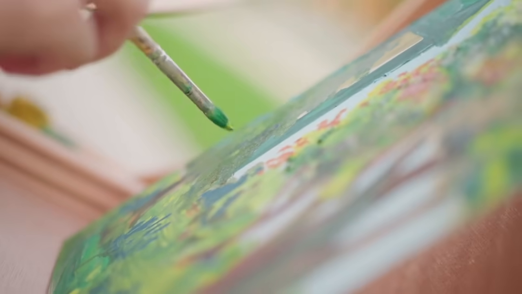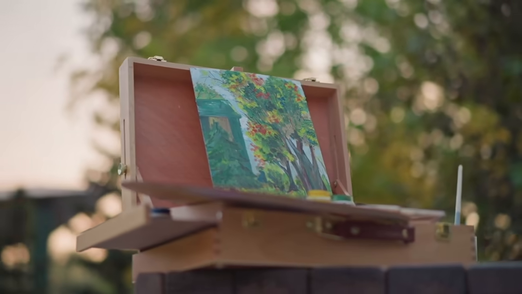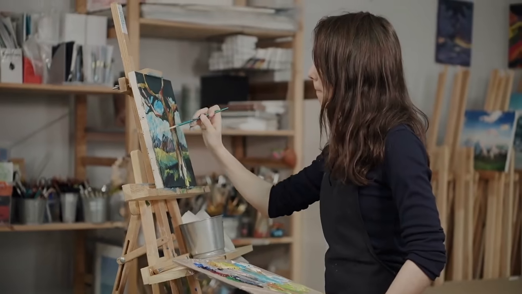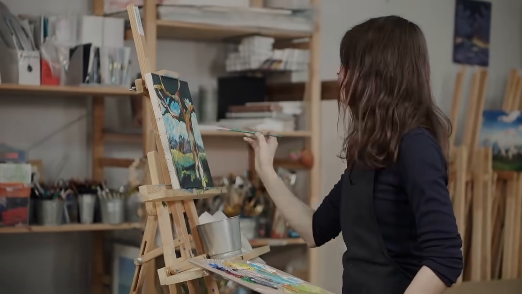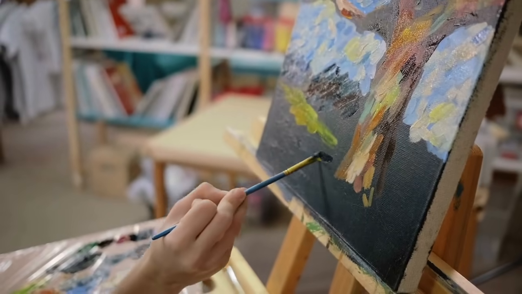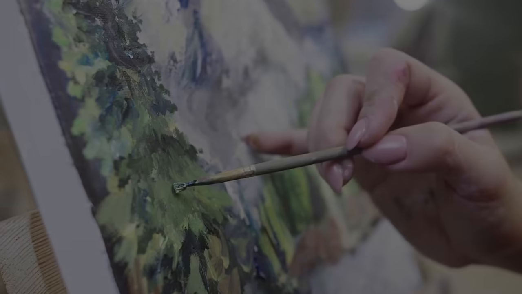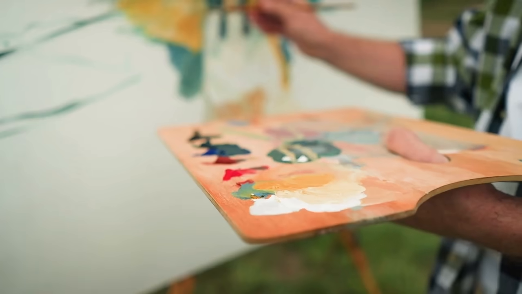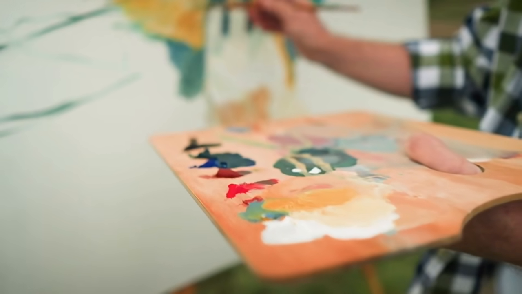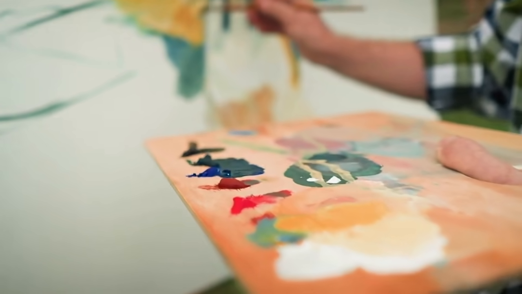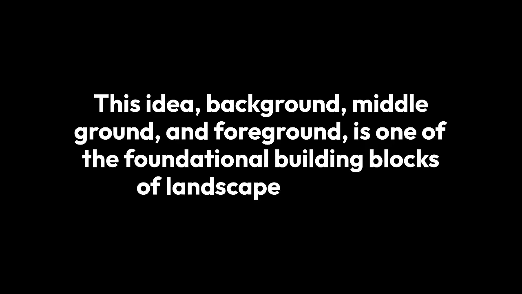But when a landscape is built with structure, things start to change. The background becomes softer. The middle ground begins to add shape and interest, and the foreground holds the strongest contrast and detail. This layering creates depth, and suddenly the painting begins to feel more natural and more dimensional. This idea, background, middle ground, and foreground, is one of the foundational building blocks of landscape painting.